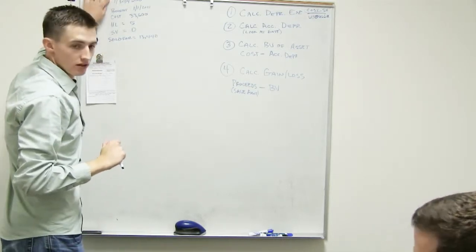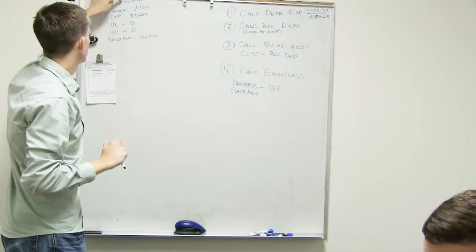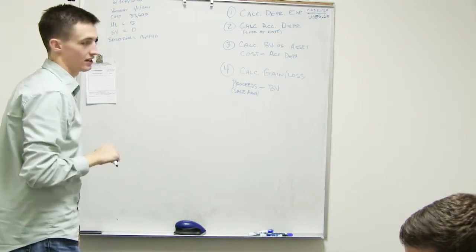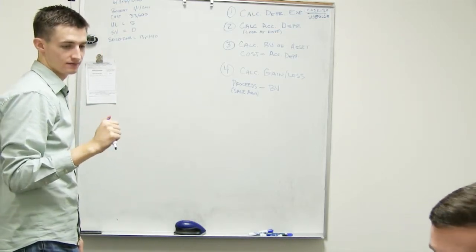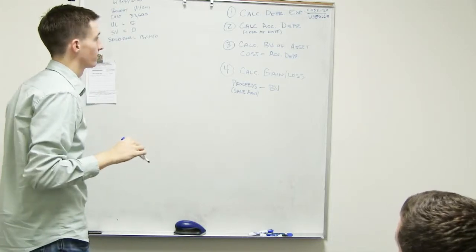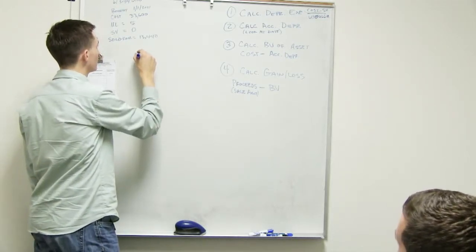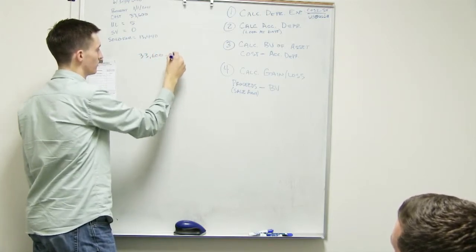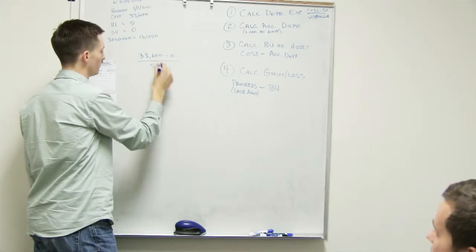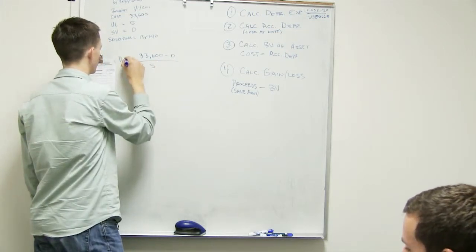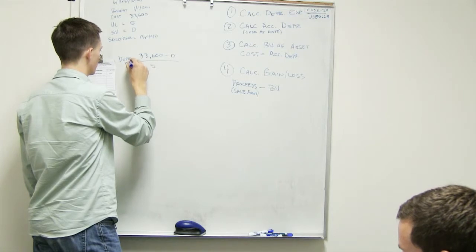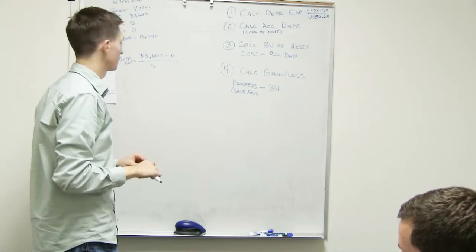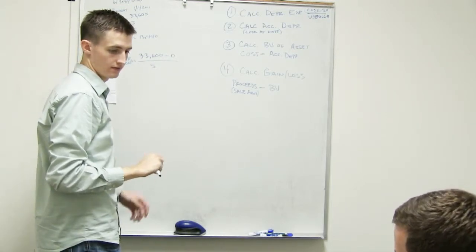All right, so what is January 30th or 31st? June 30th, excuse me. 6-30. Okay, step one, we've got to find the depreciation expense. It's going to be the cost of $33,600 minus zero, we don't have a salvage value, divided by 5. Let's see what that is. $6,720.